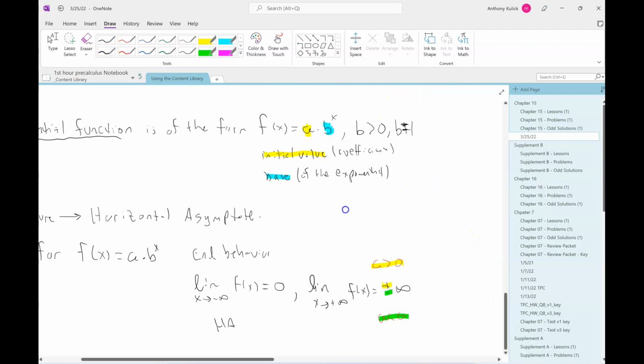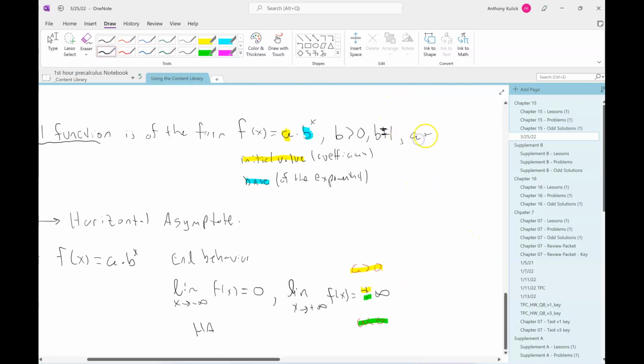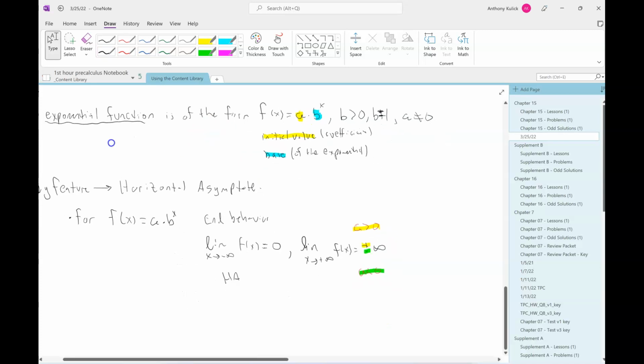I guess we should probably say a can't be 0 either up there, right, because we just don't want to end up with 0. If a is 0, the whole thing zeroes out, and we're left with a constant function again. I guess we should say that there too.